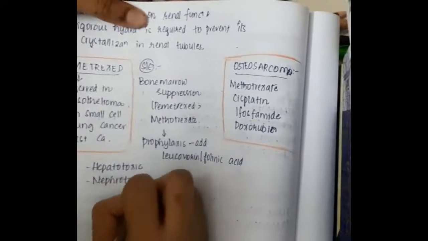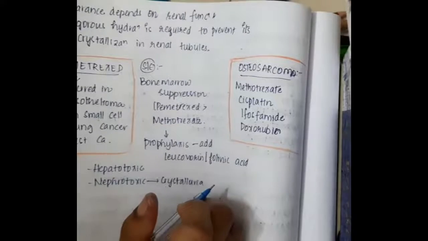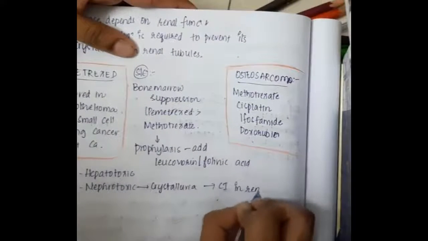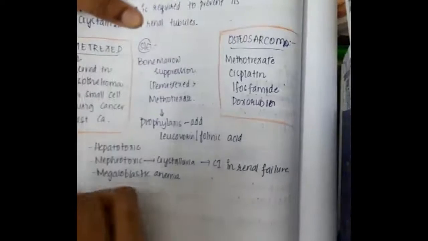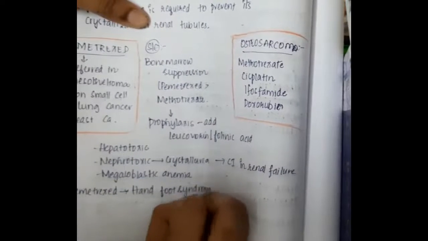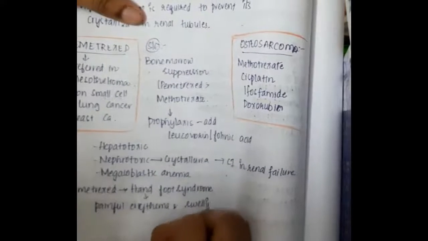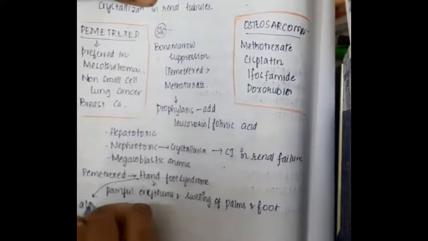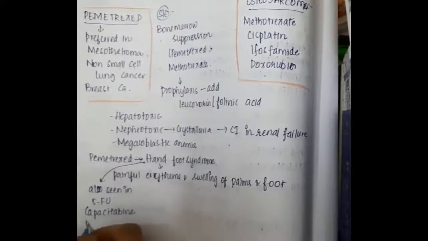Other side effects can be hepatotoxicity and nephrotoxicity causing crystalluria, and thus it is contraindicated in renal failure. It causes megaloblastic anemia. Then Pemetrexed causes hand-foot syndrome, with painful erythema and swelling of palms and feet. This hand-foot syndrome is also seen with drugs like 5-fluorouracil and capecitabine.